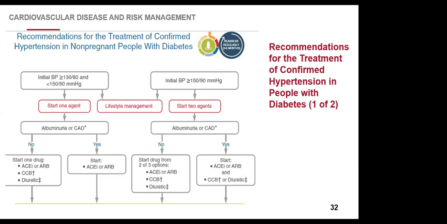If the BP is above 150, then we start with 2 agents. And if they have albuminuria, you start with an ACE inhibitor, which has to be a must, and you can either add an ARB, or you can add a diuretic or a calcium channel blocker. If they do not have albuminuria, you can start with any of those 3.